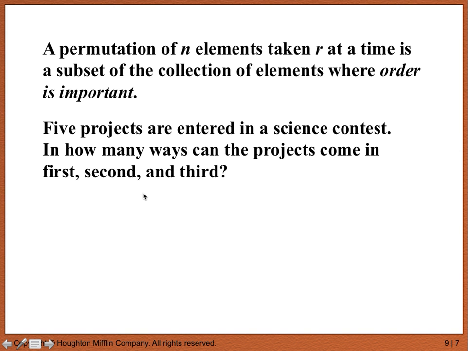So this would be a problem of a permutation of n elements taken r at a time. 5 elements, that's my n, taken 3 at a time. That's my first, second, third prize winners. 3 different prize winners. All right, so pause the video, try to figure this out on your own using factorials, and then resume if you get stuck or if you get the answer.